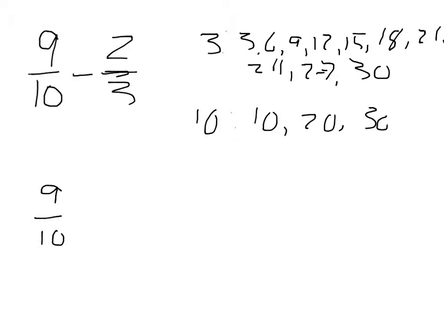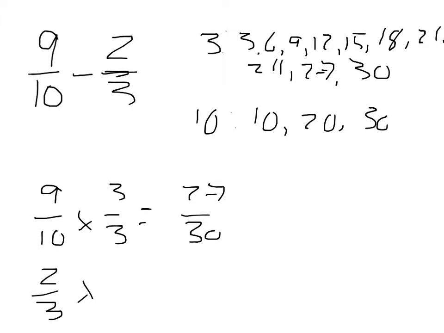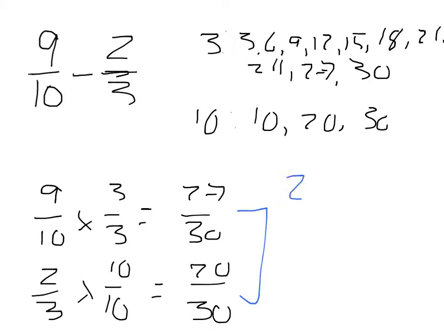9 over 10 times 3 over 3 equals 27 over 30. 2/3 times 10 over 10 equals 20 over 30. And then I combine it again. 27 over 30 minus 20 over 30. Okay. They're the same denominator. I end up with 7 over 30.